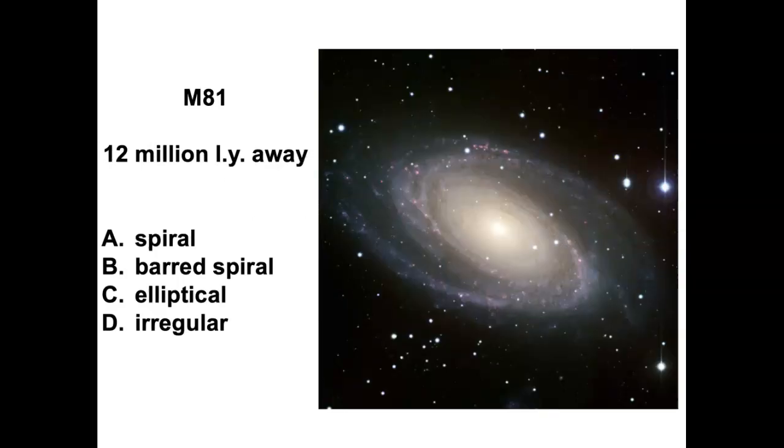What about M81 here? What type of galaxy is that? This one's a barred spiral, right? Its central bulge is not round. It's elongated into this elongated oval shape. So this is a barred spiral. Yeah.